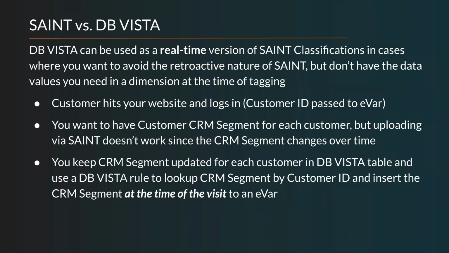If customer A was in a CRM segment, just say the baby boomer segment, whatever. If tomorrow, for some reason, that customer moved into a different segment like high spenders, and that person had come today, they would be in the baby boomer segment. But then tomorrow, as long as the DB Vista table has been updated correctly, they would be assigned in the eVar into the high spender segment, which now means that when you're doing segmentation, everything works and you're not incorrectly assuming, as you would with Saint, that the person has always been in the high spender segment.